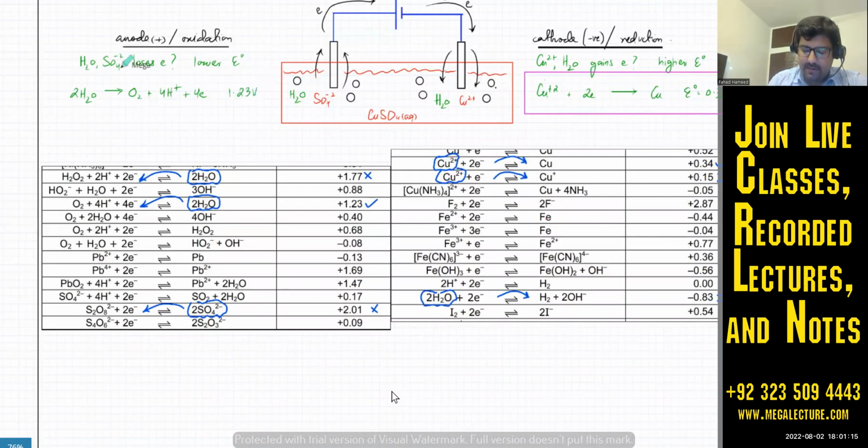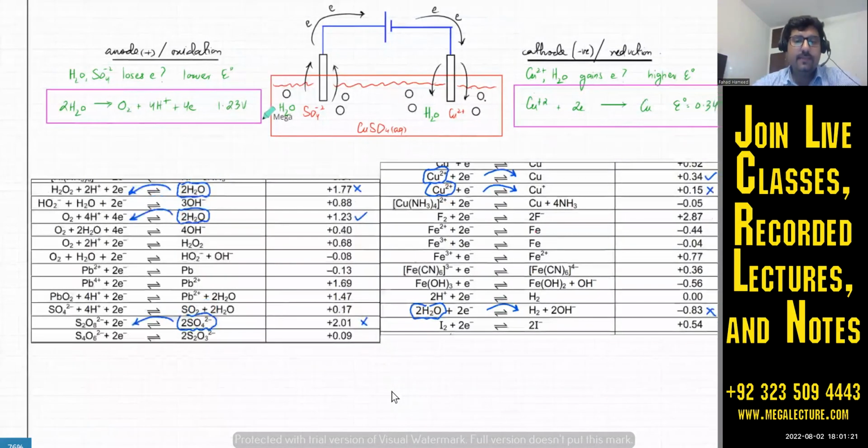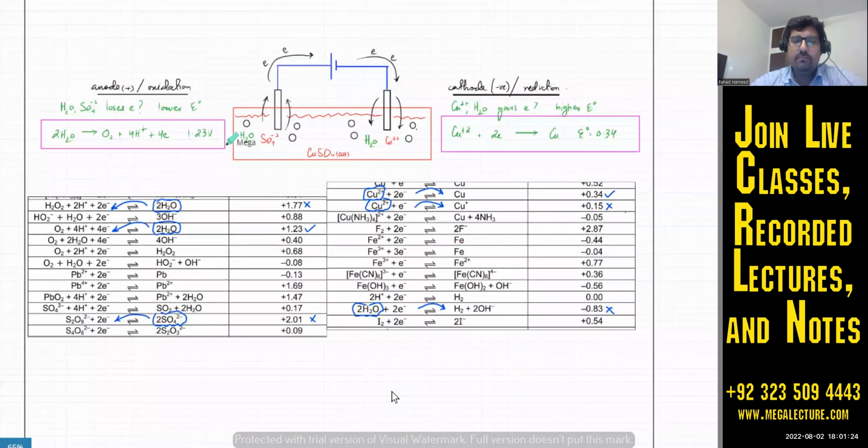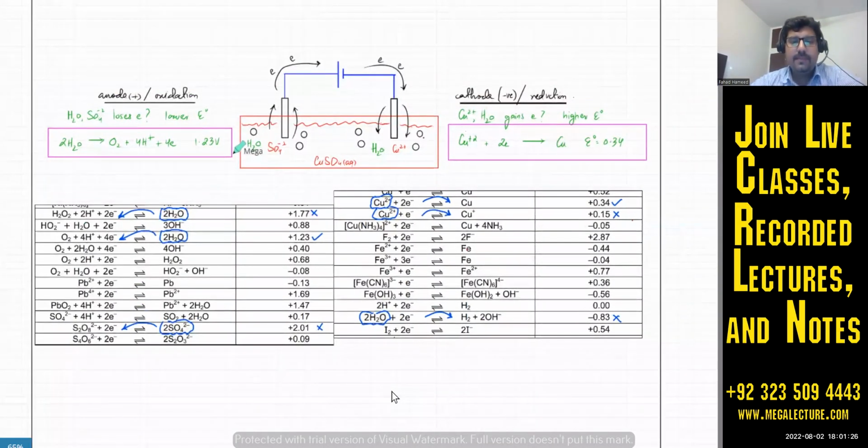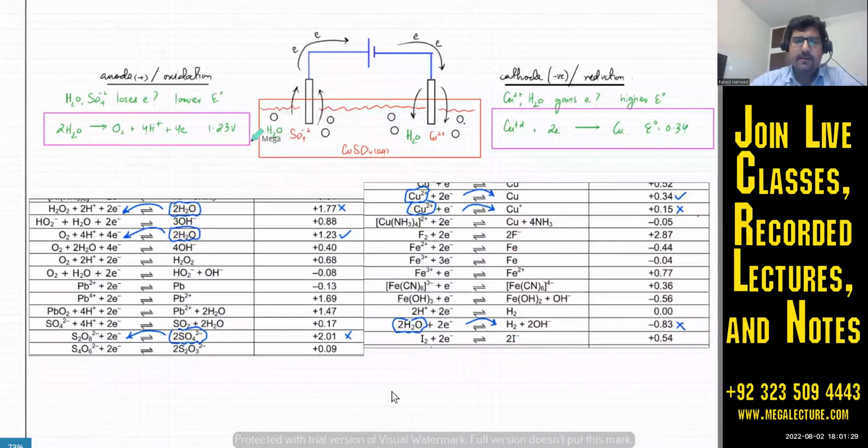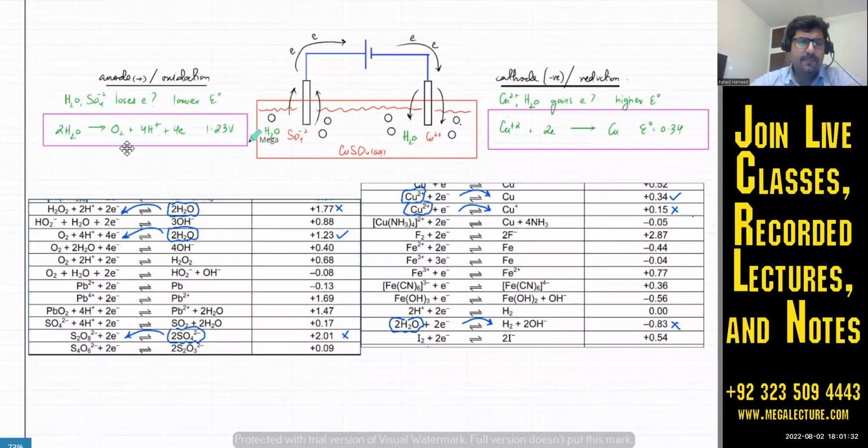So that's our reaction at the anode. That's the story and this is what we have to do. So that's pretty much it. Oxygen is getting produced at the anode, and copper is getting produced at the cathode. Okay, is this clear? Alicia, is this clear? So that's about it for this one.